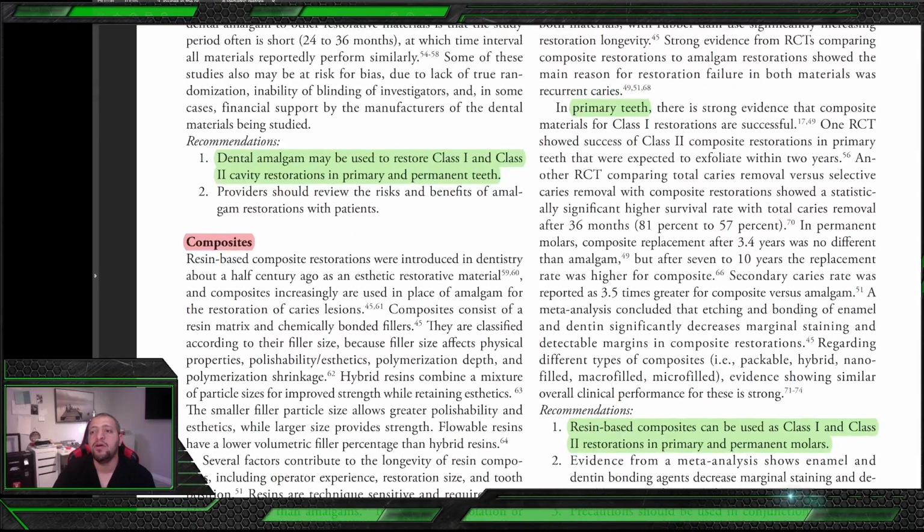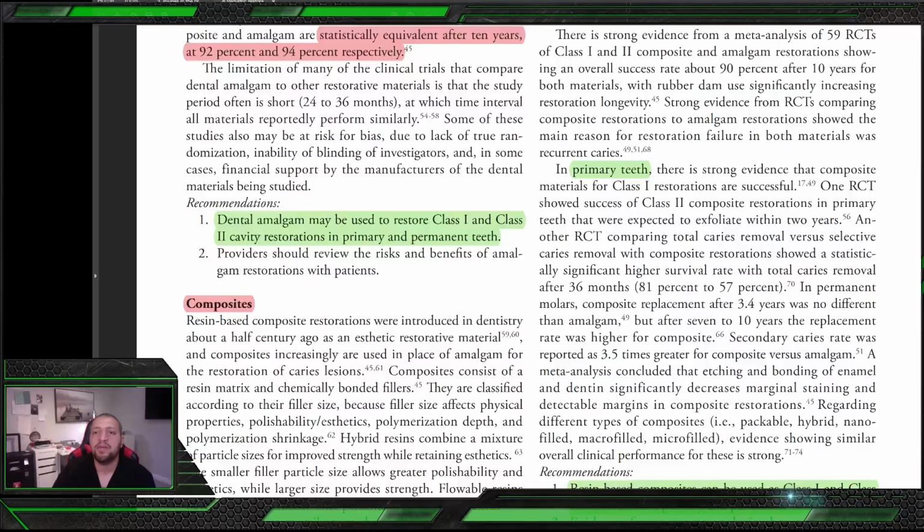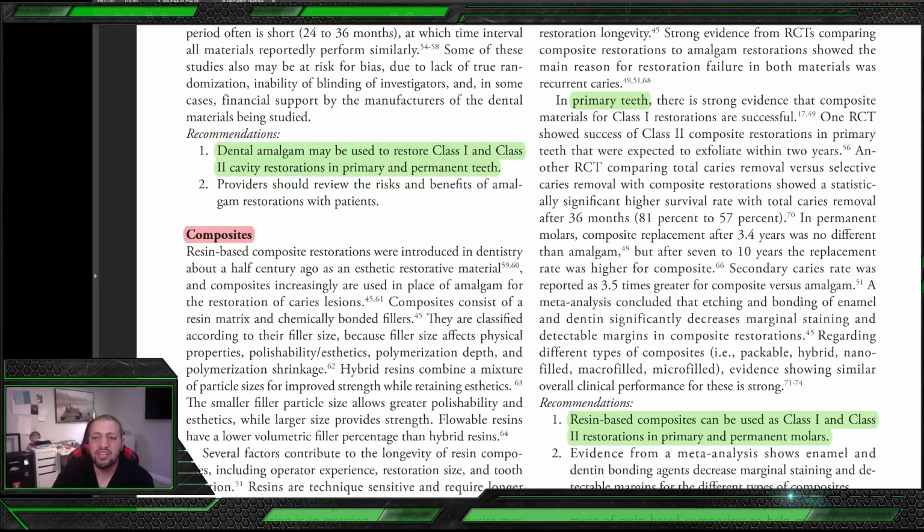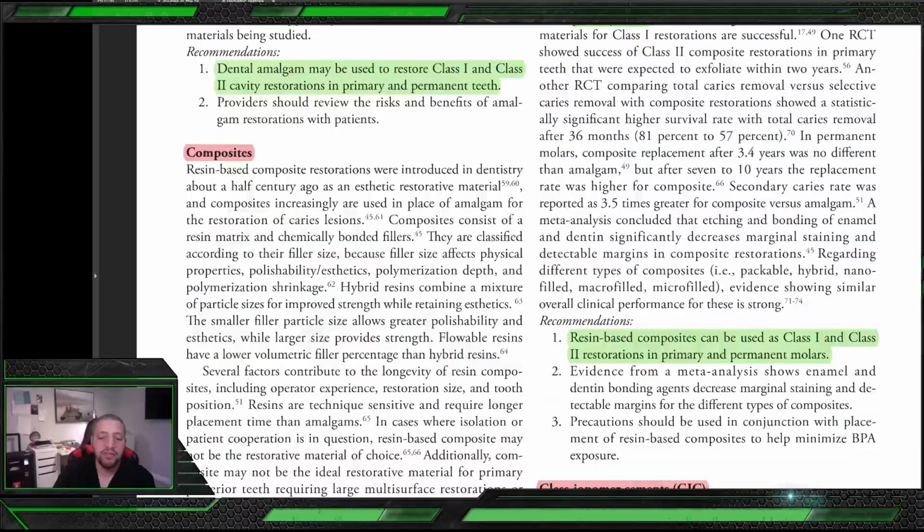He gives you an RCT explaining it, and the guideline here: resin-based composite can be used as a class 1 and class 2 restoration in primary and permanent teeth. It has a success rate which is extremely high, 81% up to 36 months, and it has a good success rate, so you don't need to worry about it. It's a very good option.